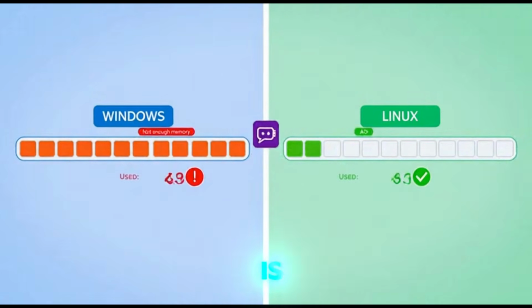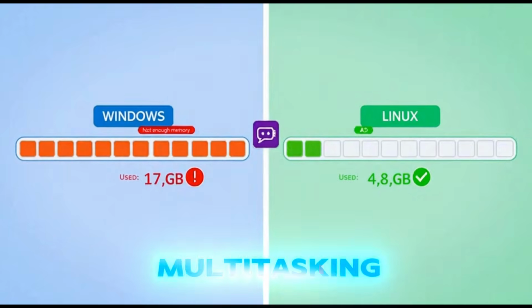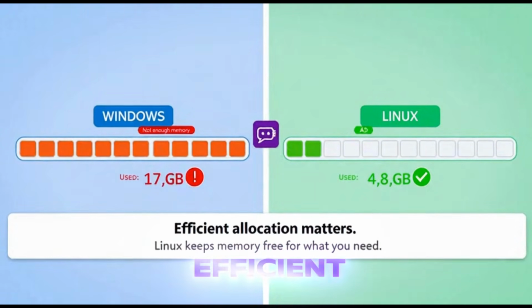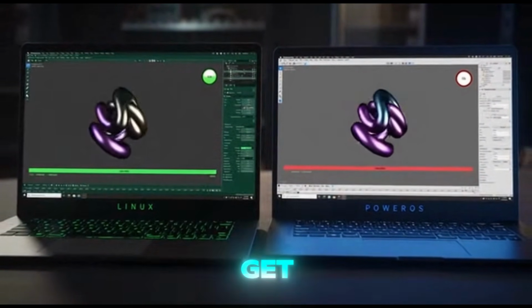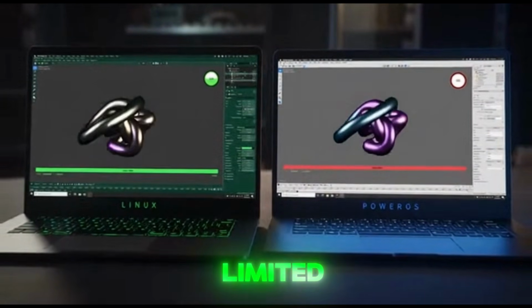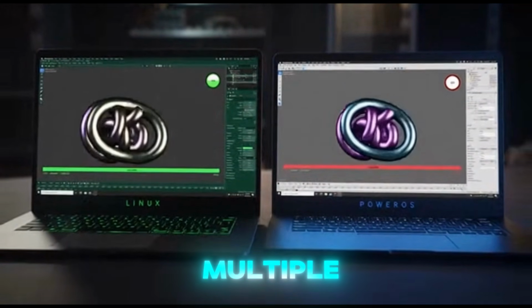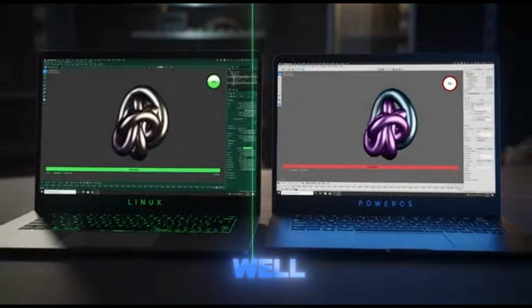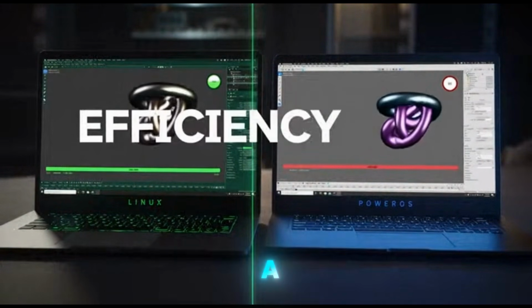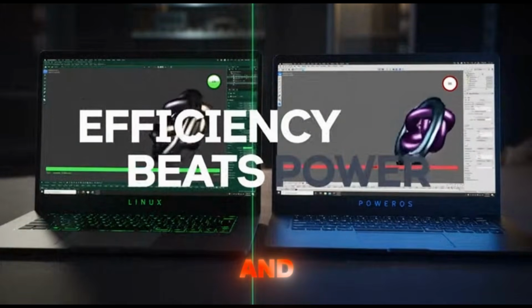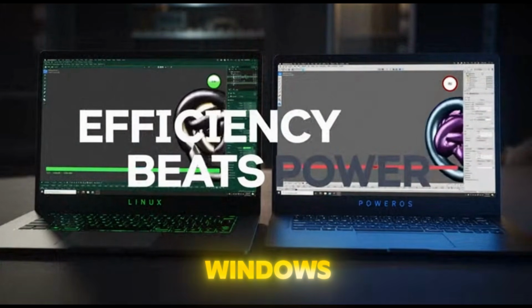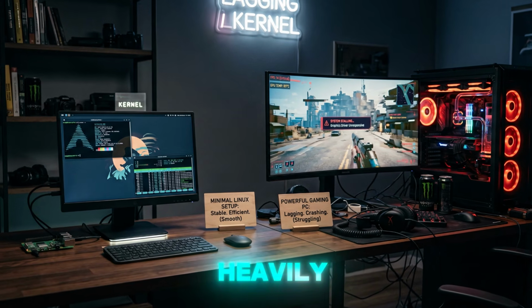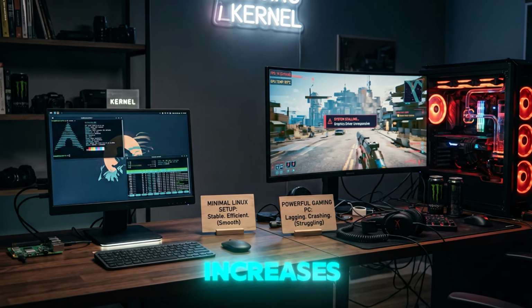Another important factor is how each system handles multitasking. Linux is known for its efficient memory management. It uses techniques like caching and swapping intelligently, ensuring that active applications get priority. Even with limited RAM, Linux can handle multiple lightweight applications surprisingly well. You can have a browser, a code editor, a terminal, and a media player open, and the system still feels responsive. Windows, on the other hand, tends to rely heavily on virtual memory when RAM usage increases.